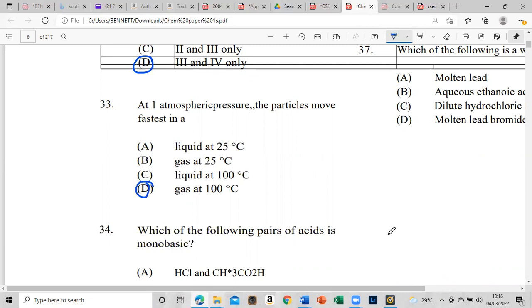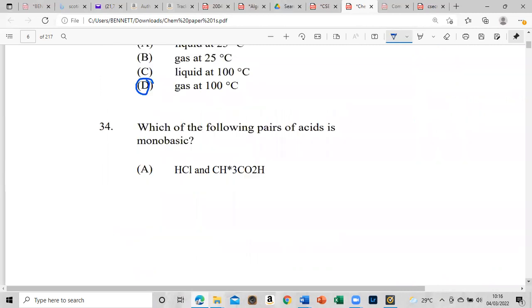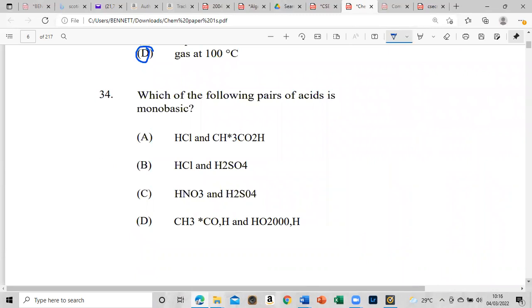All right, 34. Which of the following pairs of acids is monobasic? And that would be A.